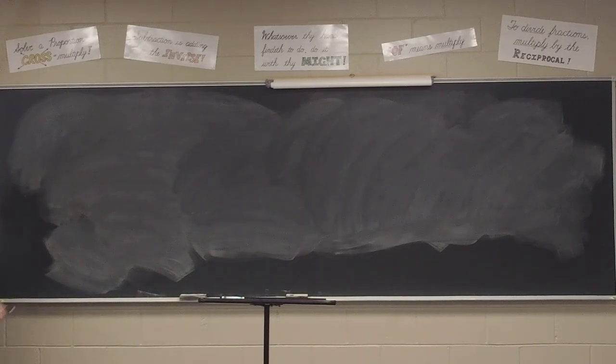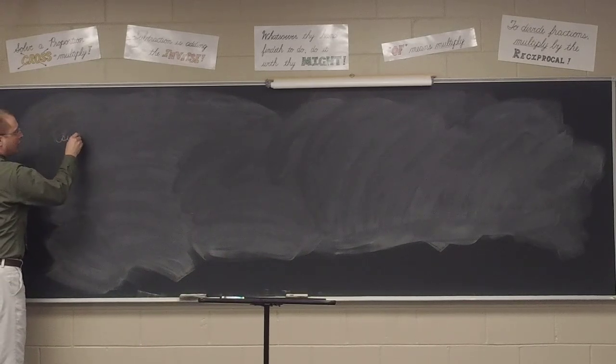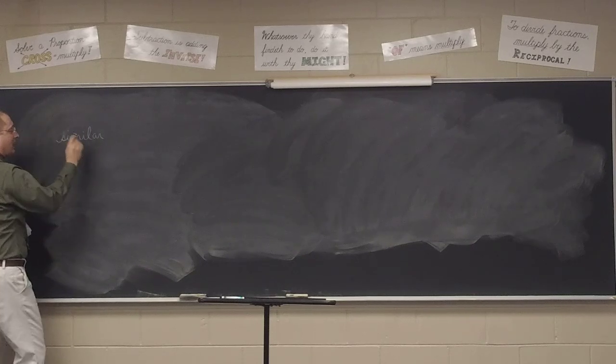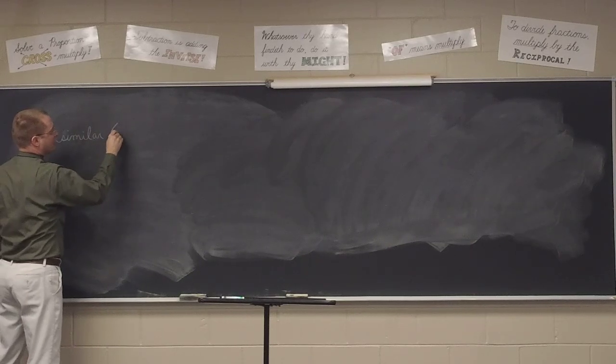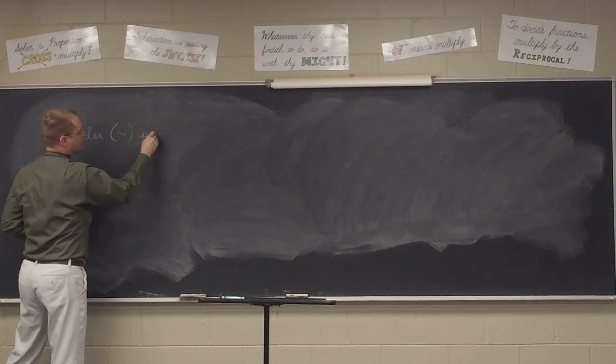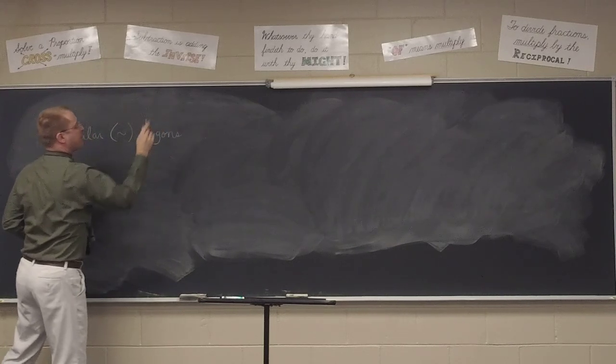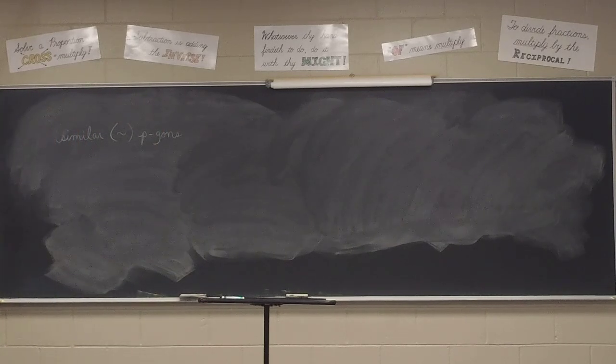Next term I want you to write down in your notes is the term similar polygons. The symbol for similar is a squiggle. That's in fact the same squiggle that goes on top of the equal sign to make the congruent symbol, right? It's a squiggle and then an equal sign below it. That symbol means similar. Similar polygons.